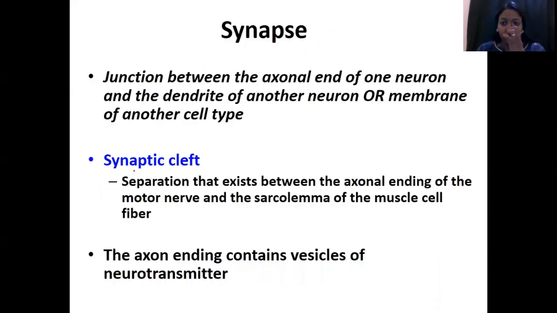Now one more thing is the synapse. So what is this synapse? It is a junction between the axonal end of one neuron and the dendrite end of another neuron, or it can be simply called a membrane of another cell type. The synapse leads to the synaptic cleft, that is the separation that exists between the axon ending of the motor neuron and the sarcolemma of the muscle cell fiber. So that is known as the synaptic cleft. The axon ending usually contains the neurotransmitter in the vesicles.